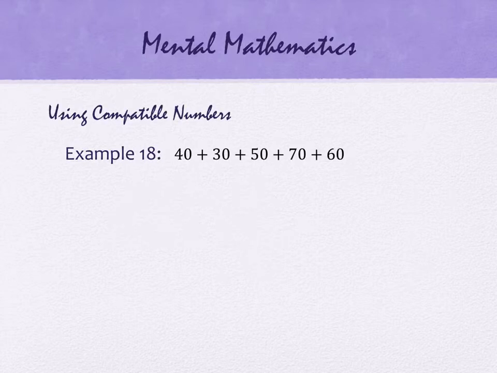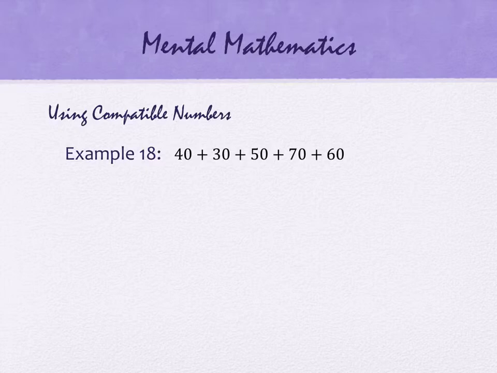Using compatible numbers. Compatible numbers is the idea that some numbers are easier to add together than others are. There's nothing wrong with adding the 40 plus the 30, but then I get 70, and I've got to add the 70 plus the 50. And then if I'm going from left to right, I've got to add that value to the 70 plus the 60. It's not real simple to just go in order. There's a simpler way to do this.